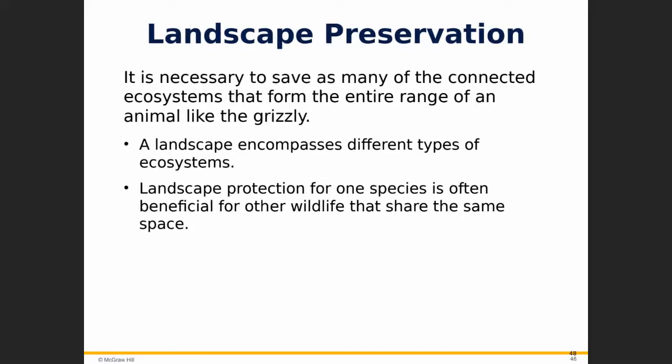inhabit a number of different types of ecosystems, including plains, mountains, and rivers. Saving only one of these ecosystems will not be sufficient to preserve the grizzly bears. Instead, it is necessary to save as many of the connected systems that form the entire range of grizzlies.